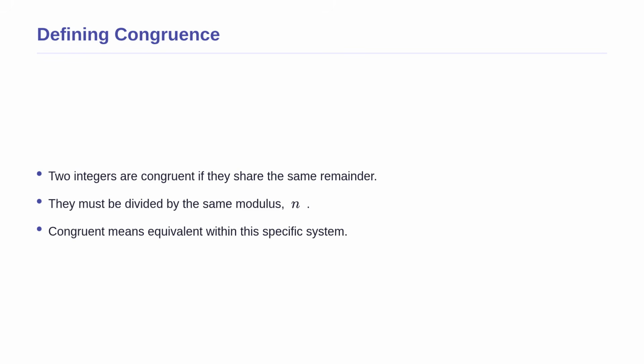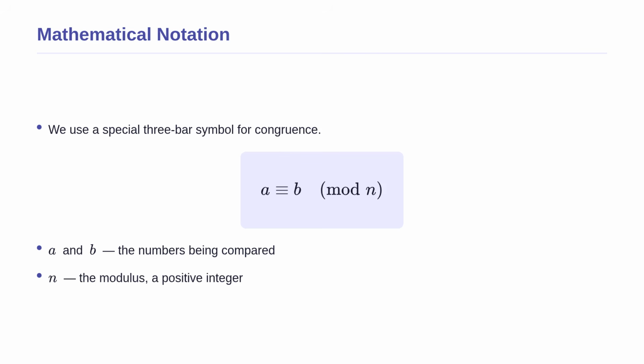Now that we understand the basic idea of a clock, let us formalize this in algebra. We say that two integers are congruent modulo n if they leave the exact same remainder when you divide them by n. The word congruent here just means equivalent in this specific system, and modulo tells us what our wraparound number is. For example, 15 and 3 are congruent modulo 12 because dividing either of them by 12 leaves a remainder of 3. They behave identically within our specific wraparound system, even if they are completely different on a normal number line.